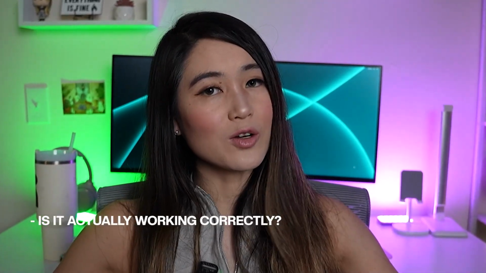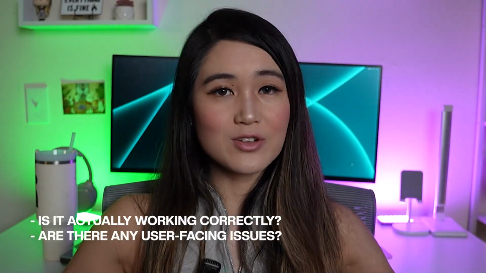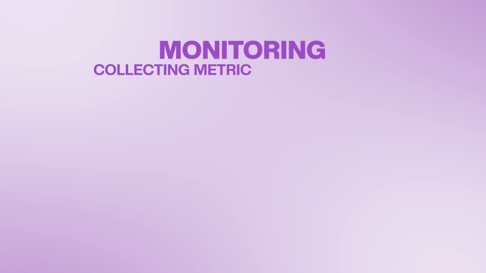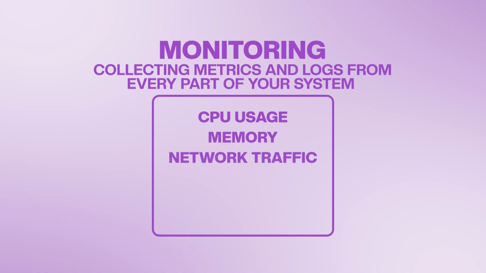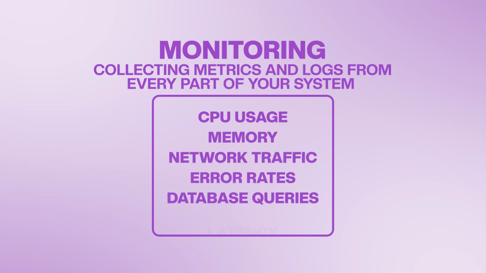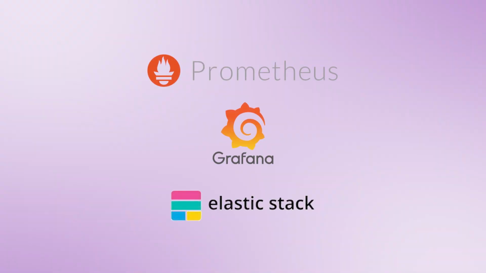And last but not least, you've built this amazing scalable system, but how do you know if it's actually working correctly? How do you know if there are any user-facing issues? This is where monitoring and alerting become absolutely critical. Monitoring involves collecting metrics and logs from every part of your system: CPU usage, memory, network traffic, error rates, database queries, latency, and so much more. You want to have a clear picture of your system's health and performance at all times. Tools like Prometheus, Grafana, and ELK Stack are commonly used here.